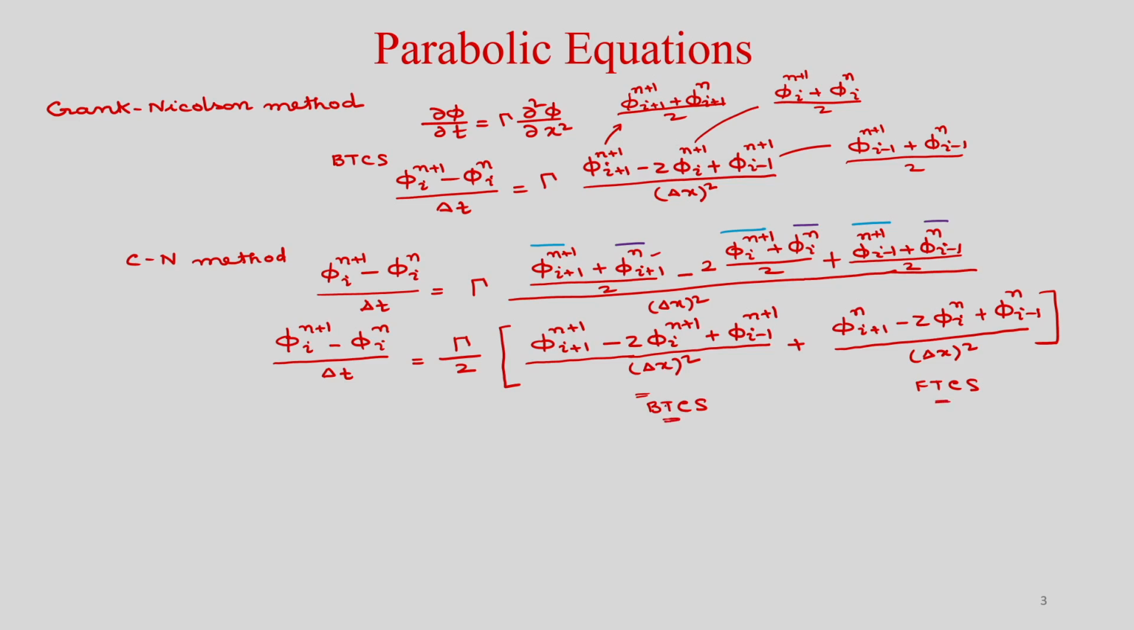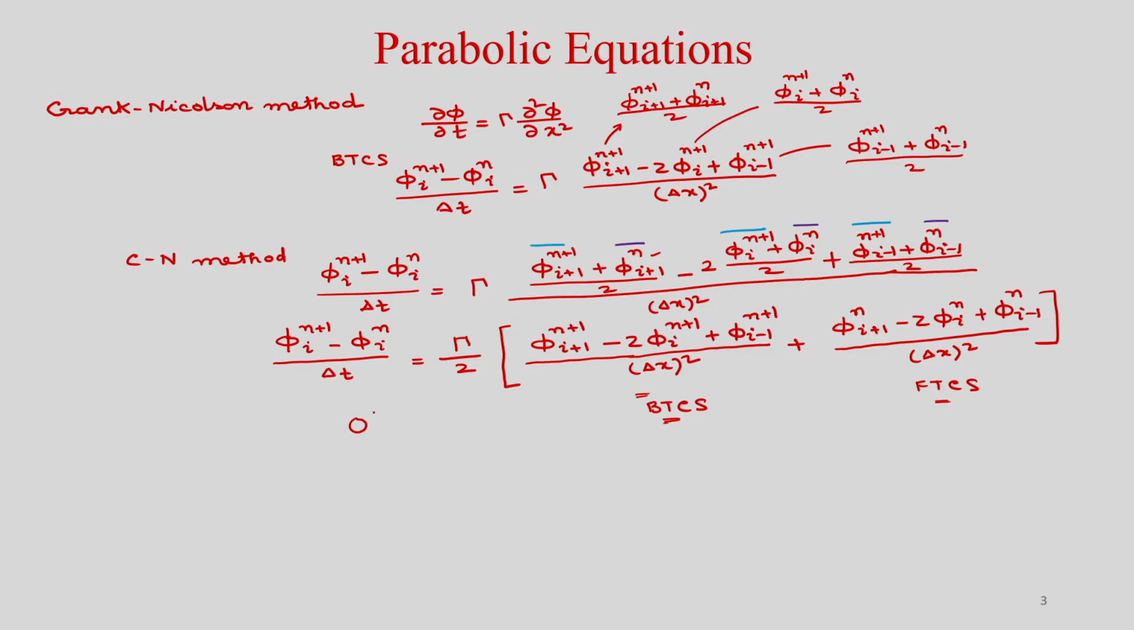Why is it BTCS? Because all are at the n plus 1 time level. You see these 3 discrete points I plus 1, I, I minus 1 are at the present time level n plus 1. So, it is a kind of BTCS method. And in this one, you can see that for all these discrete points I plus 1, I and I minus 1, the value of phi is at the nth time level, and it is a kind of explicit method, whatever we learnt as FTCS. So, similar to that, and 1 by 2 is here. So, you can see it is an average of the BTCS and FTCS schemes.